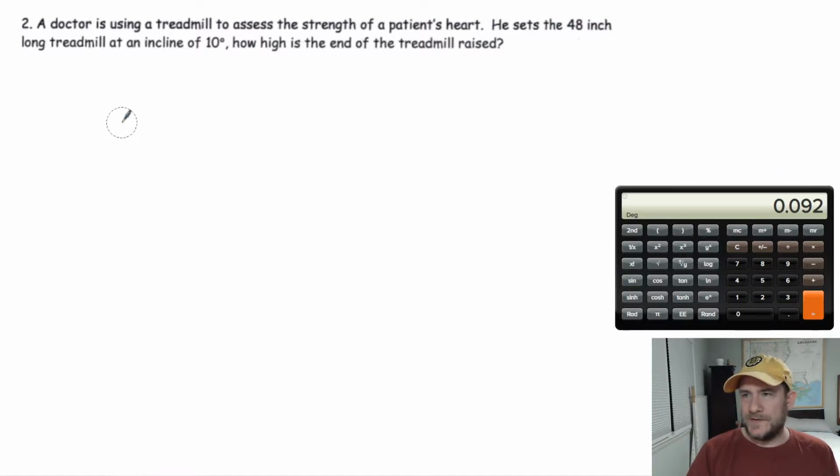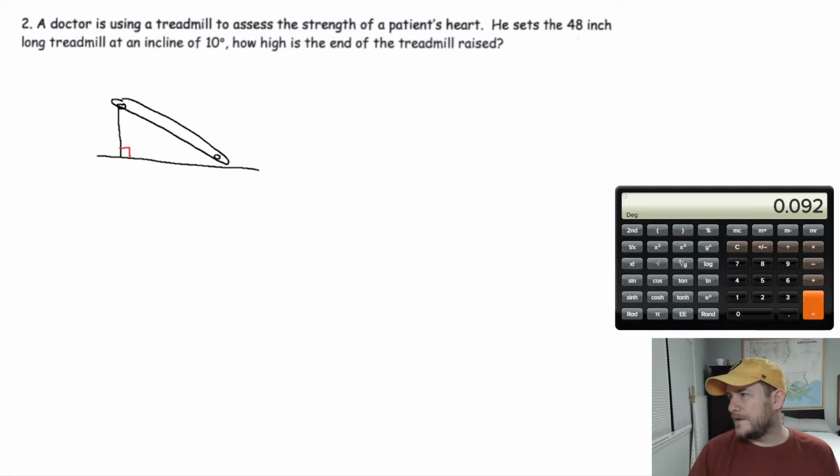This one says a doctor is using a treadmill. So treadmill, as you all know, is a little belt like this, and that's going to be up off the ground. Down here's the ground. We can assume a treadmill makes a 90-degree angle with the ground. Up here, there's a little screen. You can watch what you want to watch. You all know what treadmills look like. So there's my picture of a treadmill. It's not very good.